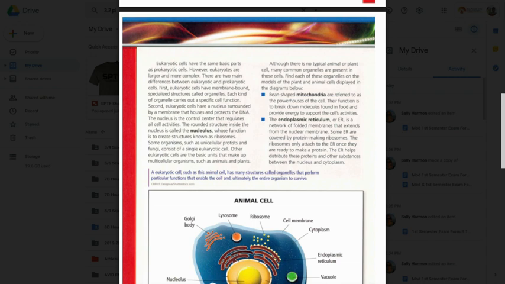Bean-shaped mitochondria are referred to as the powerhouses of the cell. Their function is to break down molecules found in food and provide energy to support the cell's activities. The endoplasmic reticulum, or ER, is a network of folded membranes that extends from the nuclear membrane. Some ER are covered by protein-making ribosomes. The ribosomes only attach to the ER once they are ready to make protein. The ER helps distribute these proteins and other substances between the nucleus and cytoplasm.